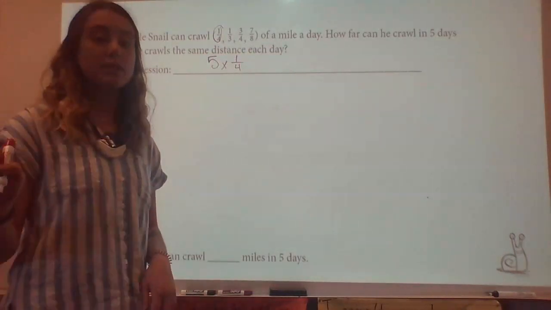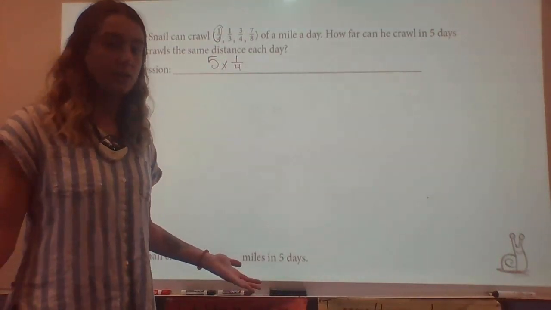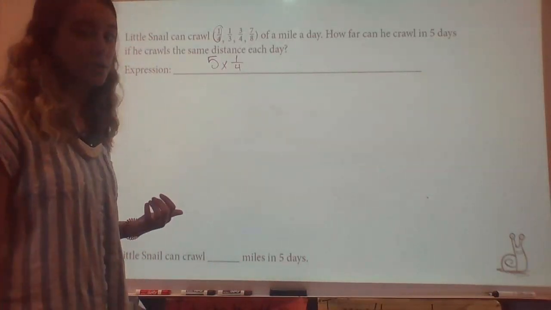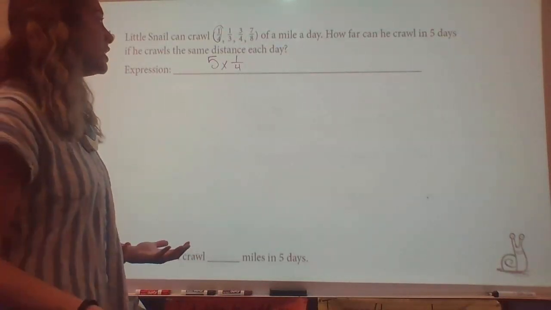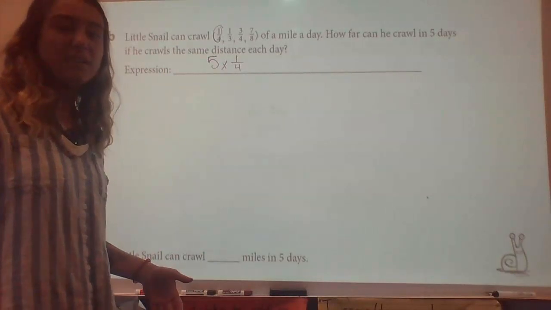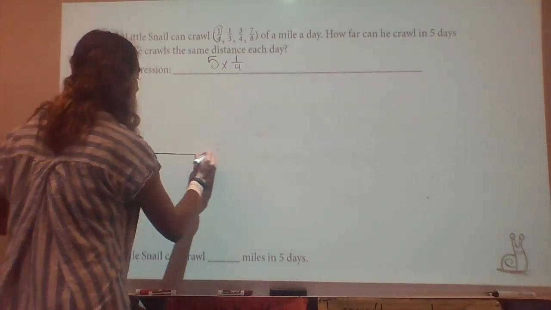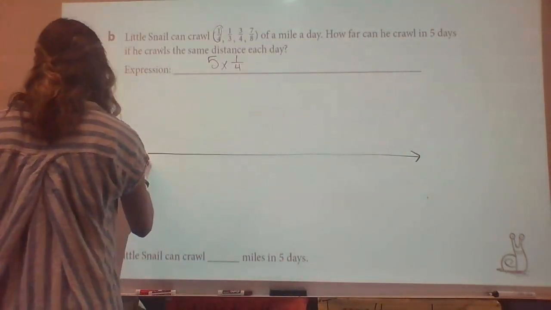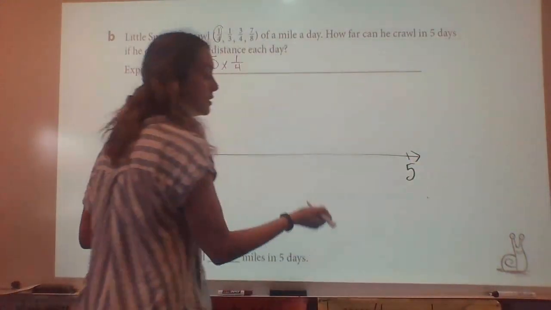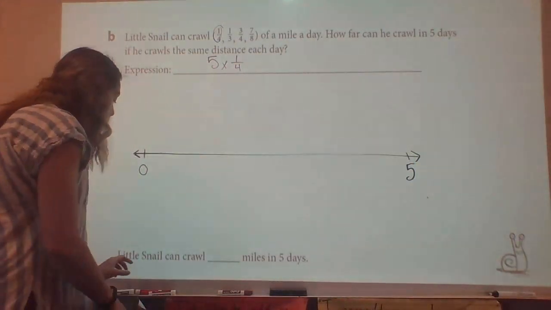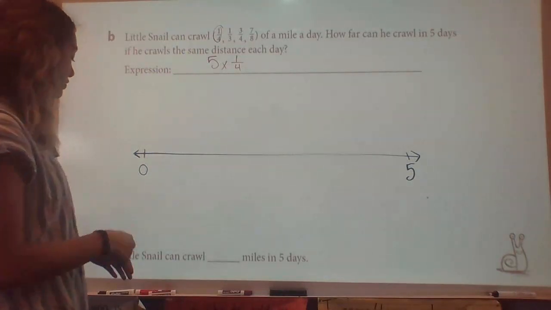Now I'm going to show you one way to do it, but then afterwards I'm going to show you a poster of multiple ways to multiply a whole number and a fraction so that you can decide between those different ways how you want to do it. When I see that he's crawling so many miles per day, I think of using a double number line. So we know on the bottom of my number line, I'm going to have the days. He's going for 5 days. So 5 is at the bottom of my number line. On the top, I'm going to have the miles.